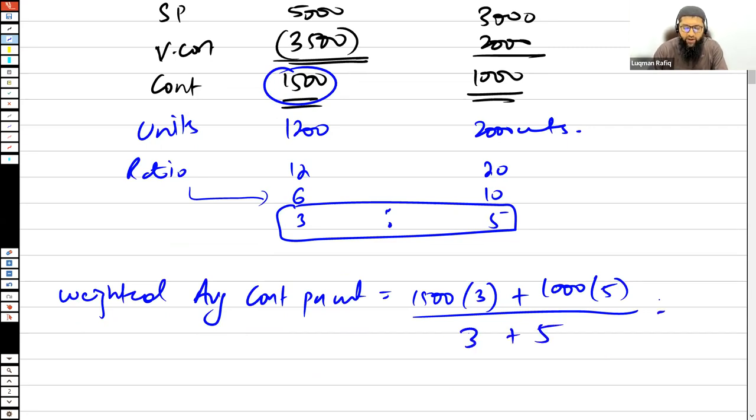So we've got 3 plus 5, that's 8. Resultingly, 1500 into 3, that's one thing. Then 1,000 into 5, that's another thing. And you divide it by 8. So hence, resultingly, 1187.5 is going to be your weighted average contribution per unit. So this is the approach that you adopt, the methodology that you follow for the computation of weighted average contribution per unit.